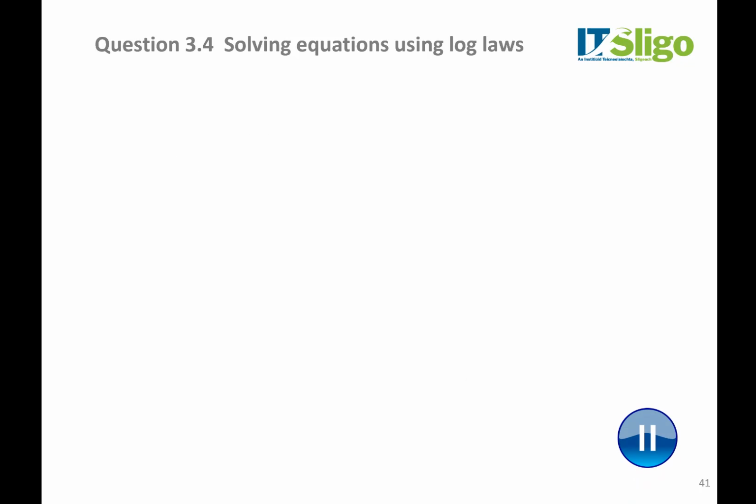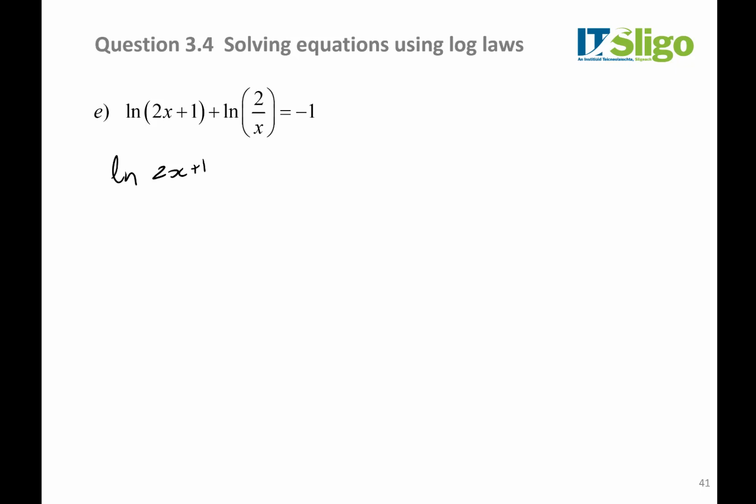And again, pause the video and have a wee go with this one. A lot of people don't like these ones. This one requires a bit of work, so I'll try and write a little bit smaller, guys, because I'm conscious this one's going to take a bit of going. First of all, using rule 1, we're going to get the natural log of 2x plus 1 multiplied by 2 over x, and that's equal to minus 1.